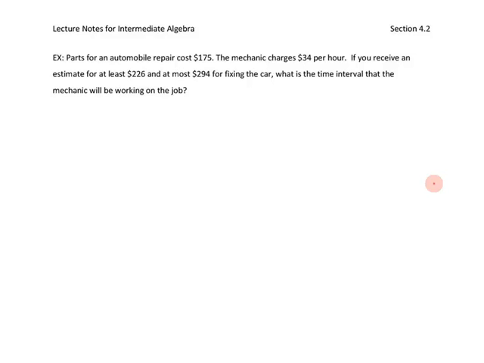Right? He's given you a lower estimate and an upper estimate, so somehow he's estimated how much time it's going to take him. The question is, how much time is he estimating? That is, what is the interval of times that he is estimating? So to do this, we'll first set up what our variable is. Obviously, since we're looking at time, that makes a good variable choice. So let's let x equal the time the mechanic works on the job.